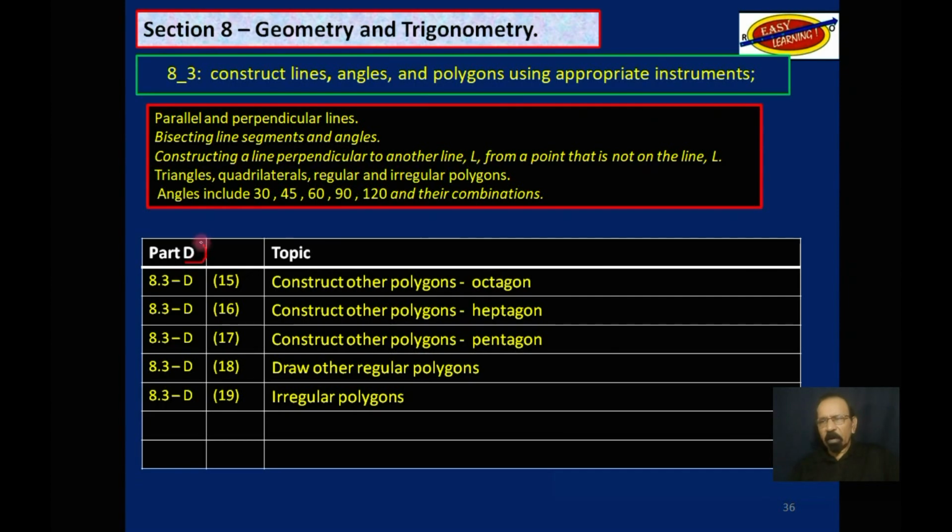We are now at part D of this same one objective, and we will be looking at some other polygons like octagon and heptagon, pentagon, and other regular polygons, and then one irregular polygon. So we are here, construct other polygons. We are now looking at octagon. After the hexagon, the octagon is the next easiest. So that is the one we will be looking at now.